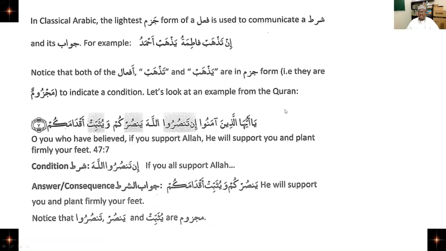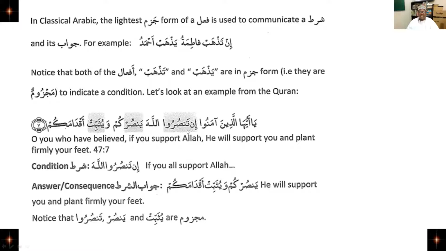Let's look at the example from the Quran. Ya ayyuhalladhina amanu in tansuru. So you see the in here is known as adat shart wa jazm. What it does is it creates a condition for this particular statement. So we call it fi'l shart. Anytime you see in, then it will have to be a fi'l shart that comes after it.